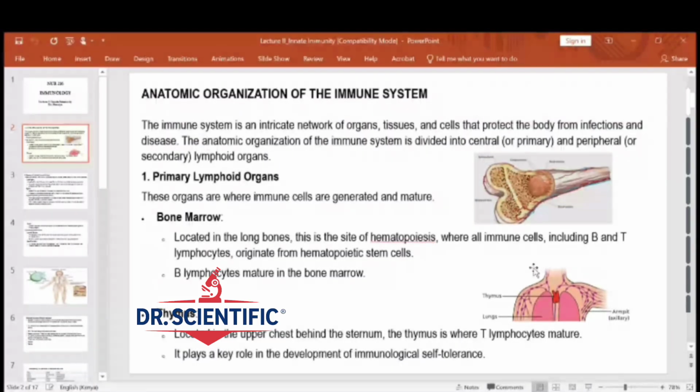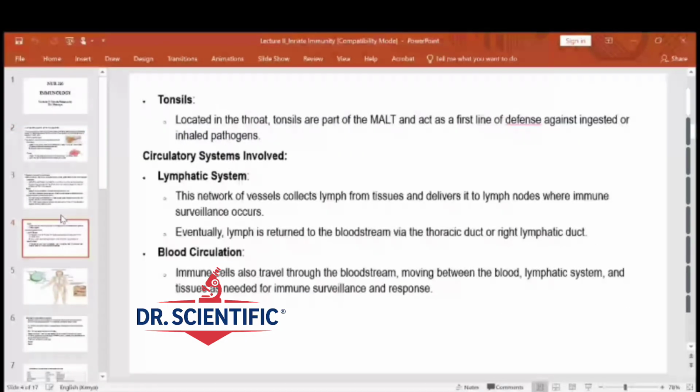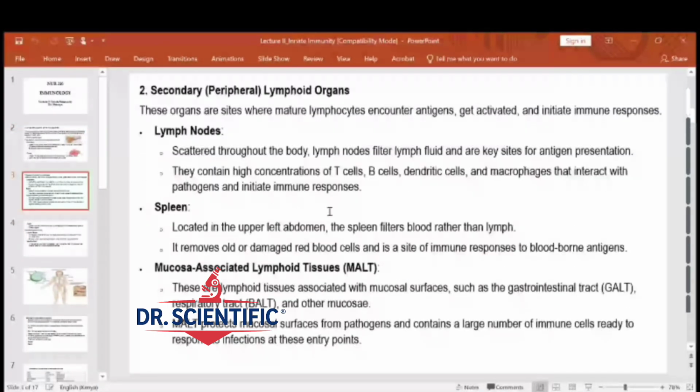We also have what we call the secondary lymphoid organs, and these are quite a number. What is mainly happening in the secondary lymphoid organs is that lymphocytes, be it B cells or T cells, encounter antigens, get activated, and initiate immune responses. We call them secondary because these are the regions where antigens are presented, especially to T cells. And once they encounter antigens, they cease to be naive.